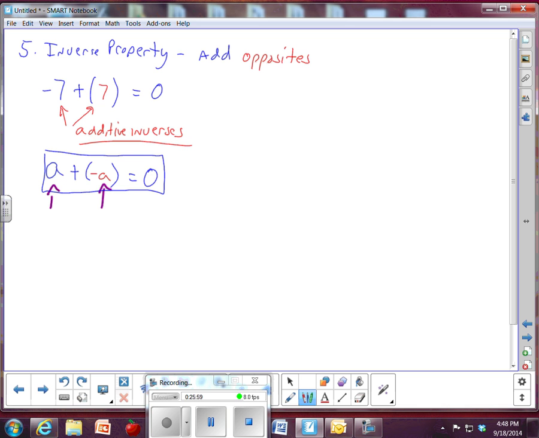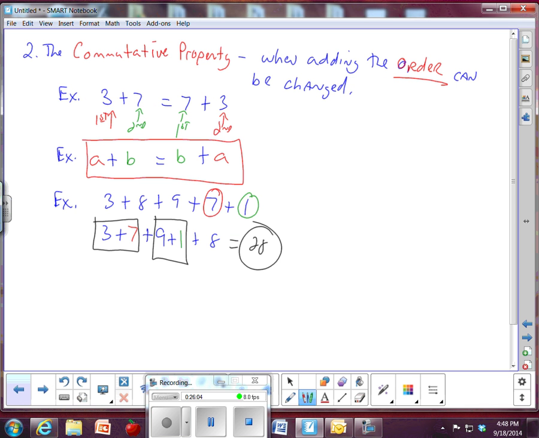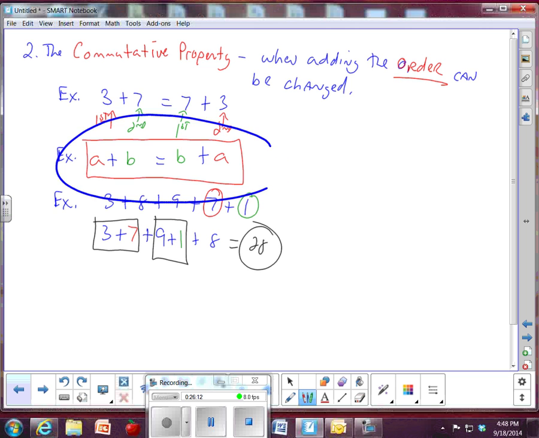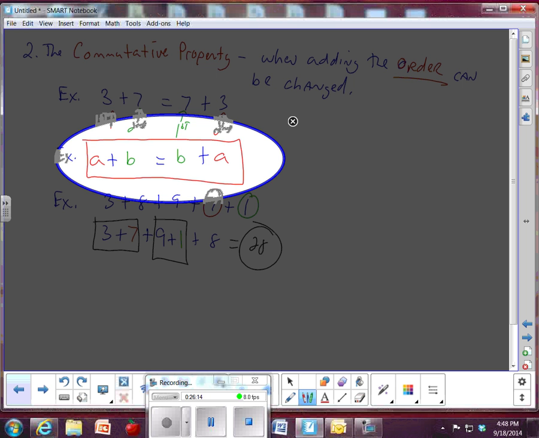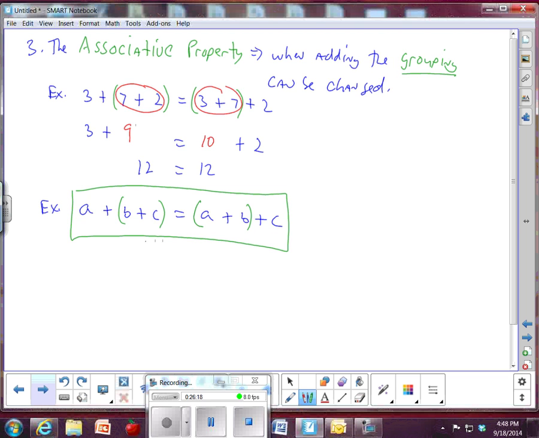Can be a little tricky, but if you'll remember the key words, let me recap one more time. Commutative property, what do you got to watch? You got to watch for the order, right? Commutative says you can change the order. And again, this is what you're going to work on, right? A plus B equals B plus A. That's the variable form. We change the order.